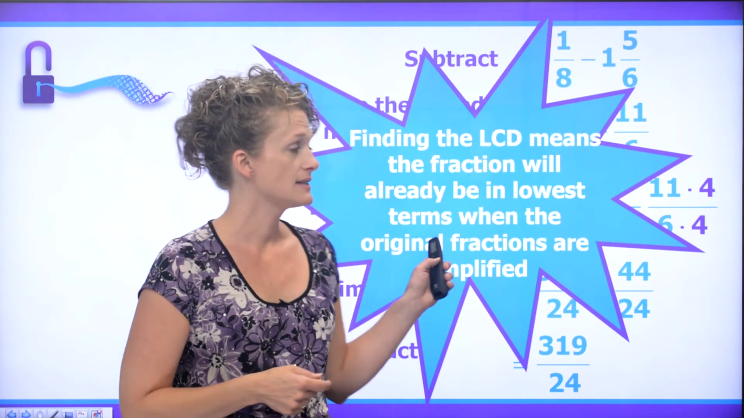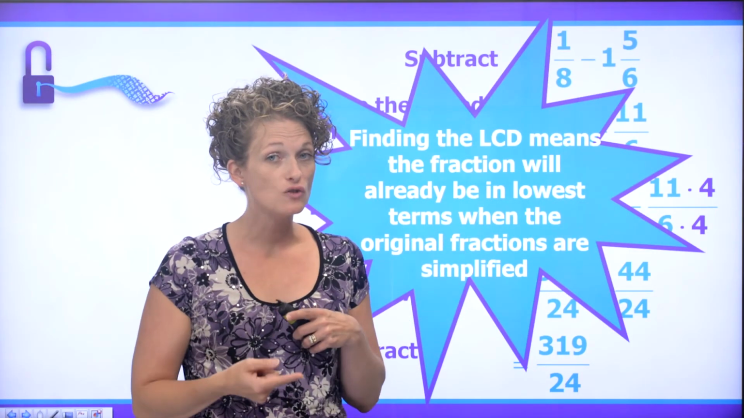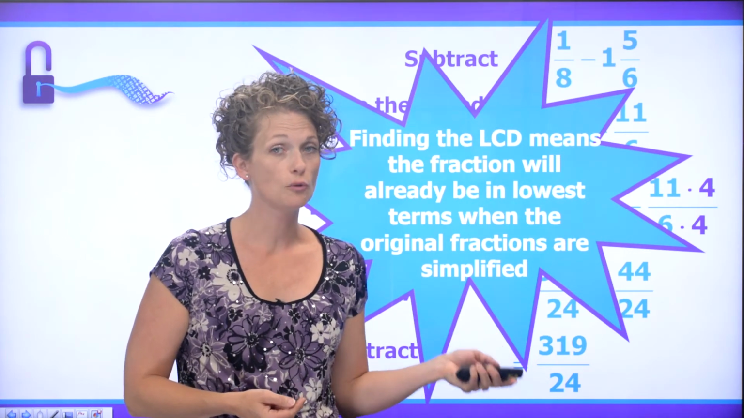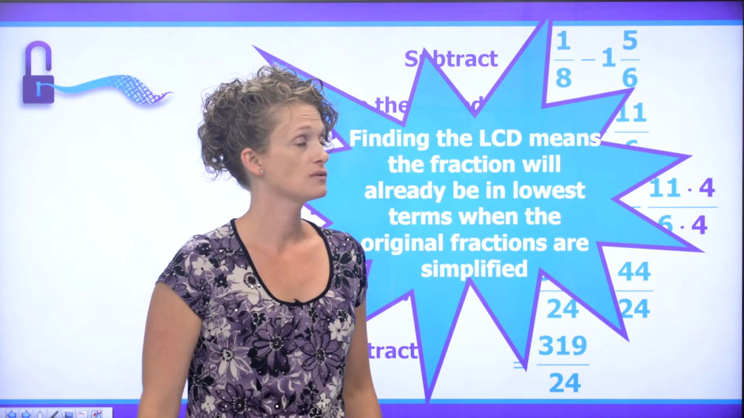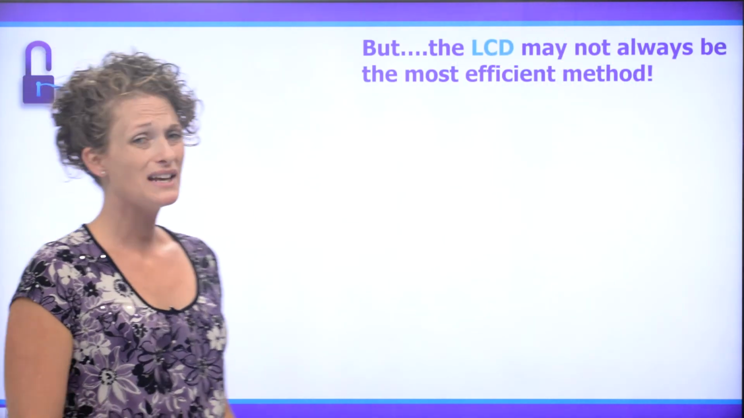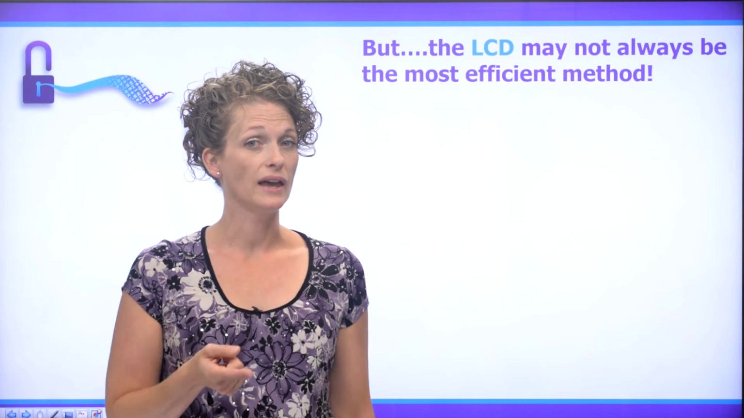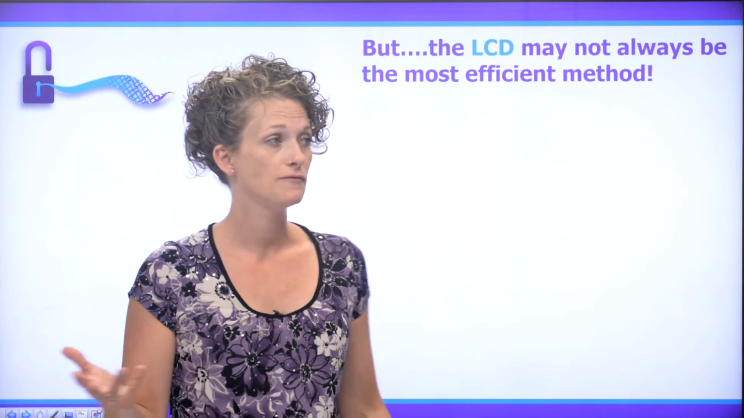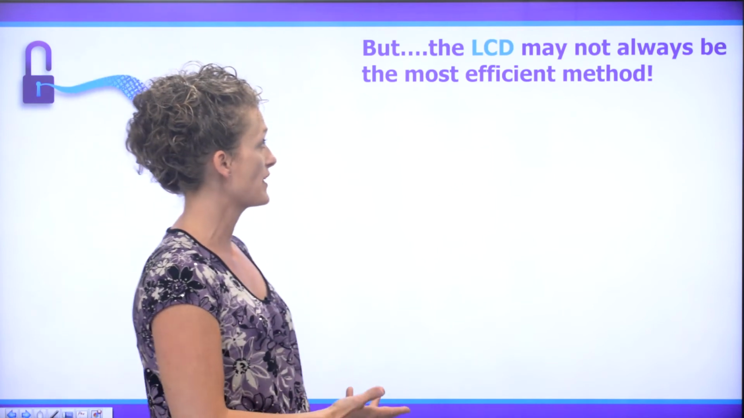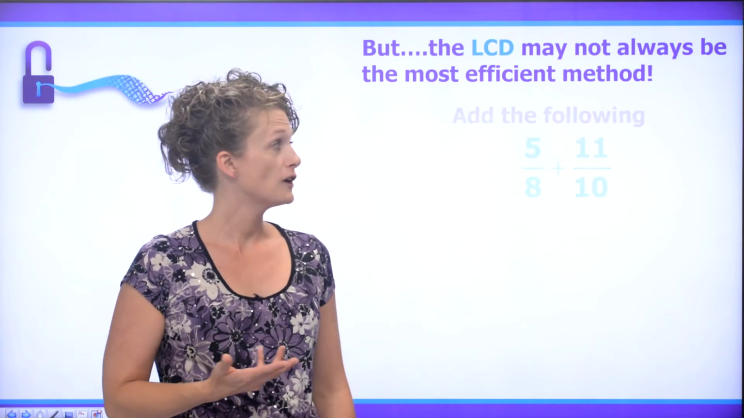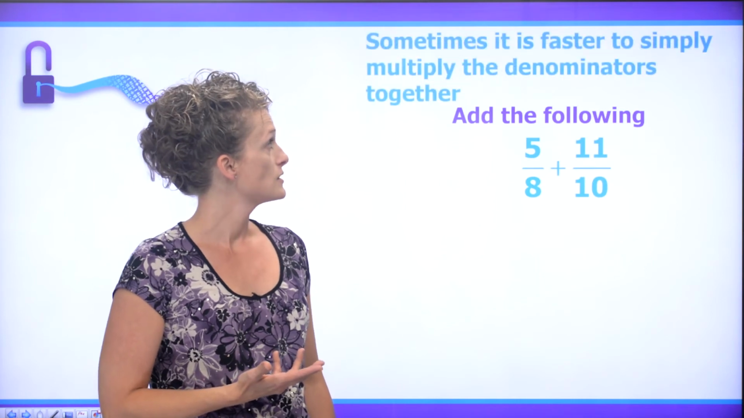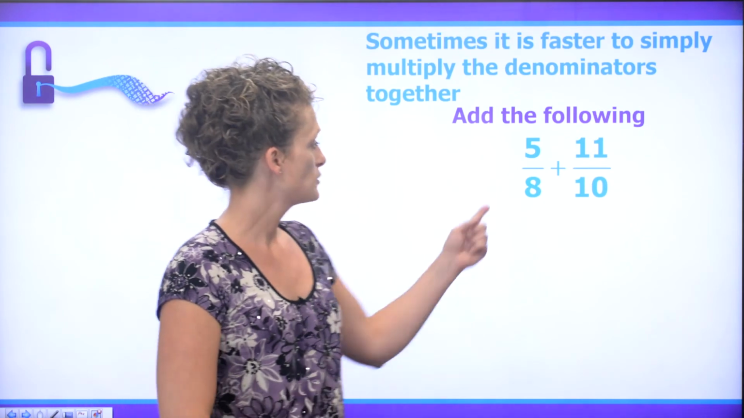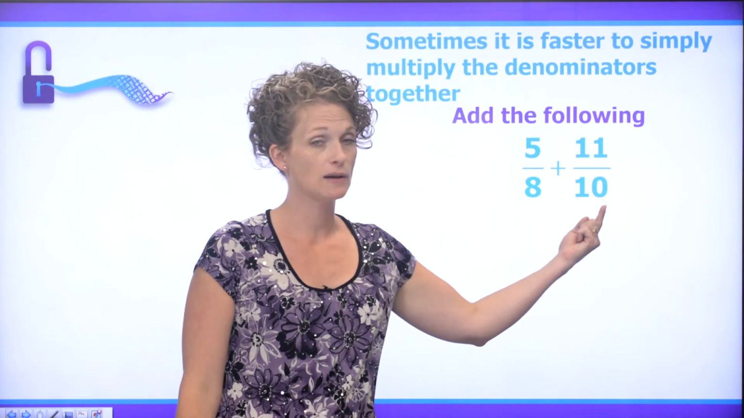When you find the LCD and the fraction that you start with is already simplified, our final answer will also be simplified as long as we use the LCD. But the LCD is not always the most efficient way. You can use the factor tree to find your LCD and find your common denominator that way, or you can simply find a common denominator. So the way that we do that is we multiply our denominators together. So I'm going to multiply 8 by 10 and 10 by 8.